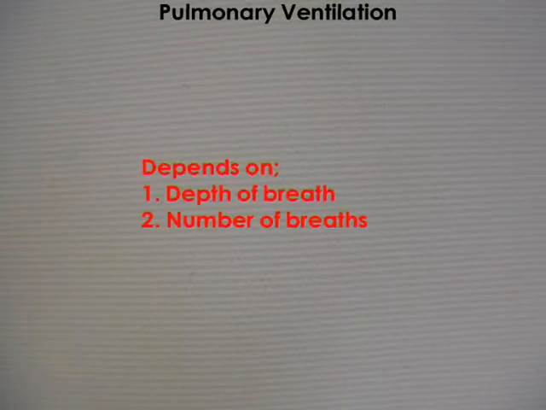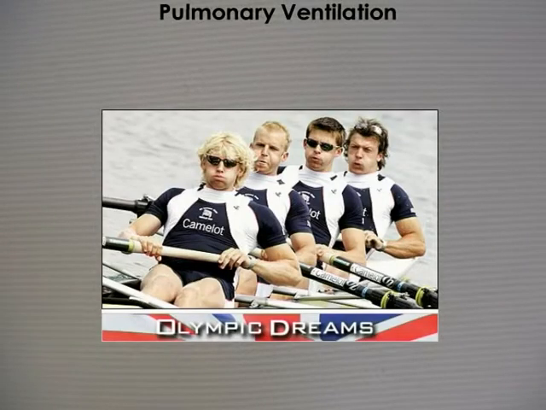Pulmonary ventilation, or VE, is the amount of air moved in and out of the lungs per minute. It is dependent on the depth of each breath and the number of breaths taken per minute. At rest, most individuals have a pulmonary ventilation of between 6 to 10 litres of air per minute. During maximal exercise, pulmonary ventilation values, or VE max, are in the range of 100 to 170 litres per minute for most individuals. In elite rowers, values of up to 250 litres per minute have been recorded.